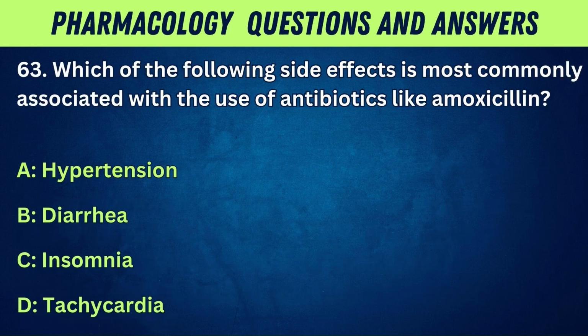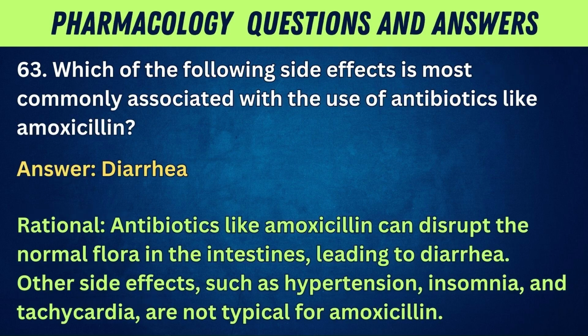63. Which of the following side effects is most commonly associated with the use of antibiotics like amoxicillin? A. Hypertension. B. Diarrhea. C. Insomnia. D. Tachycardia. Answer: diarrhea. Rationale: Antibiotics like amoxicillin can disrupt the normal flora in the intestines, leading to diarrhea. Other side effects, such as hypertension, insomnia, and tachycardia, are not typical for amoxicillin.